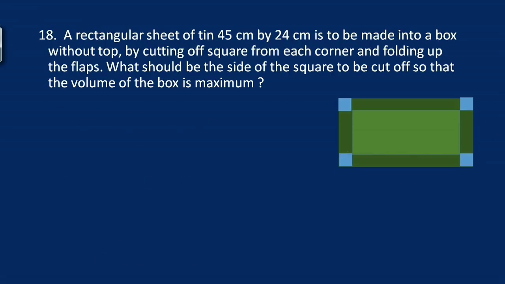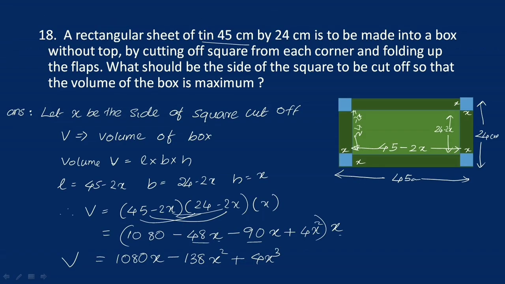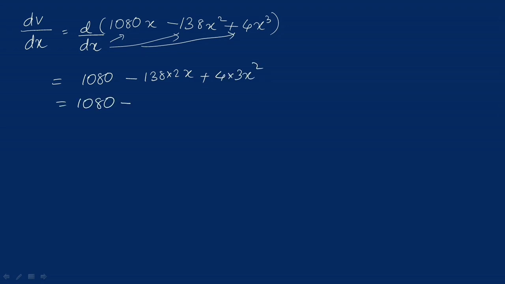So what is dV by dx? That is d by dx of V, that is d by dx of 1080x minus 138x square plus 4x cube. So we have d by dx of 1080x, that is 1080 itself, and d by dx of 138x square, that is 138 into 2x, and d by dx of 4x cube, that is 4 into 3x square. Or we can write 1080 minus 276x plus 12x square, that is dV by dx.